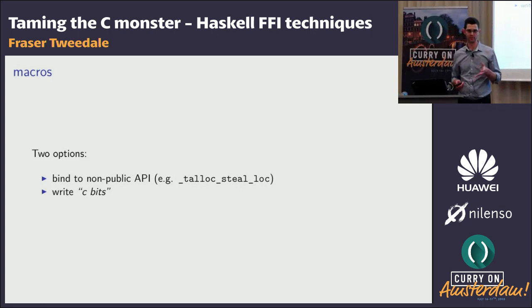Alternatively, you can write some C bits for your Haskell project that use the public C API, which can use the macro, and expose a new symbol in an object file in your Haskell project and bind to that instead of directly to the foreign library. That approach works well and is arguably a better decision if you're going to do long-term maintenance on this project.